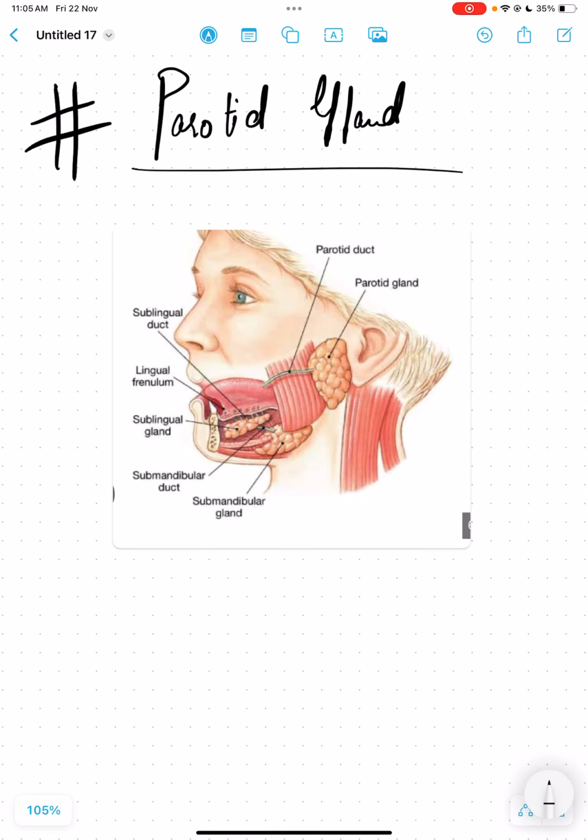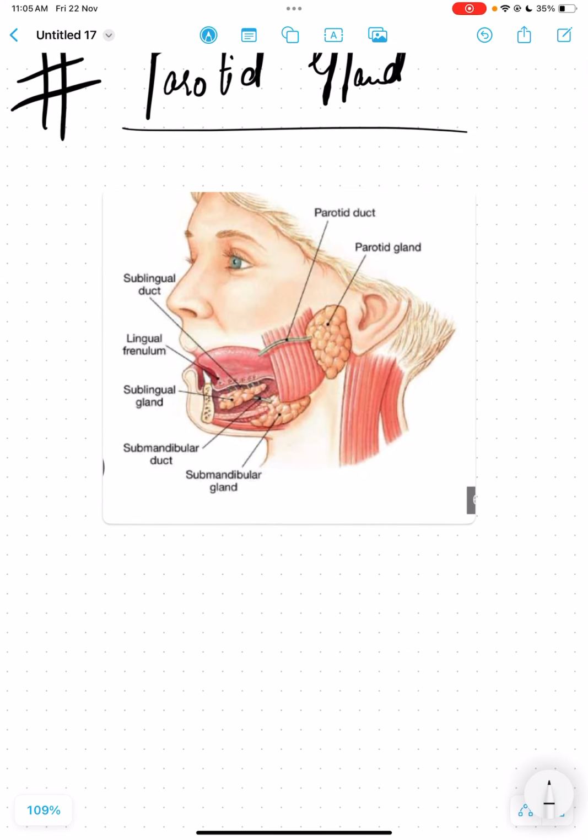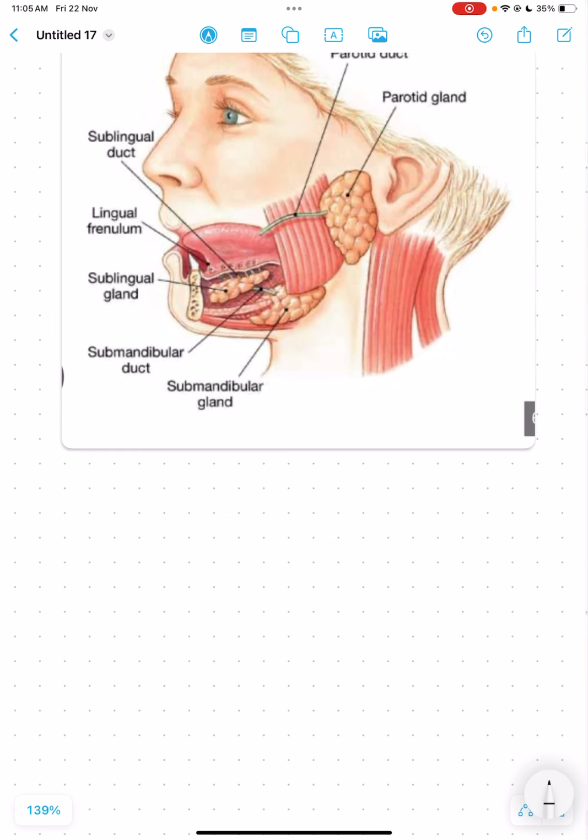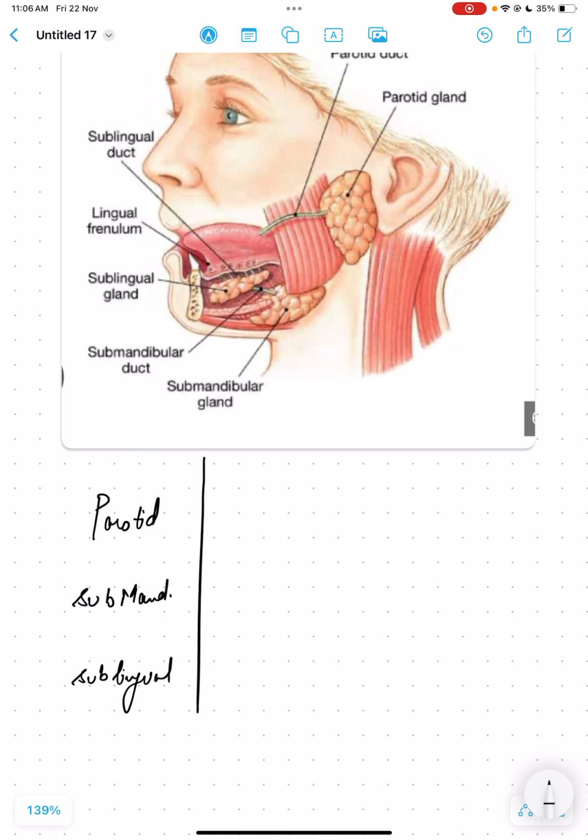Today we are going to study about the parotid gland. Before beginning with the parotid gland, we have studied that there are three types of major glands and many minor glands. Our major glands are the parotid gland, submandibular gland, and sublingual gland. What are the ducts basically associated with them?